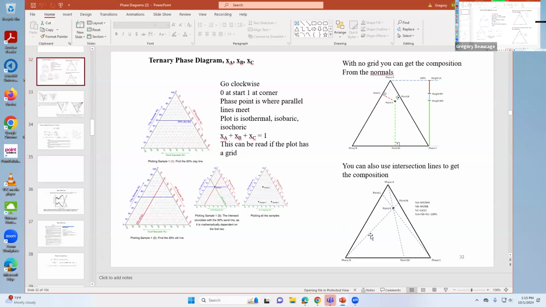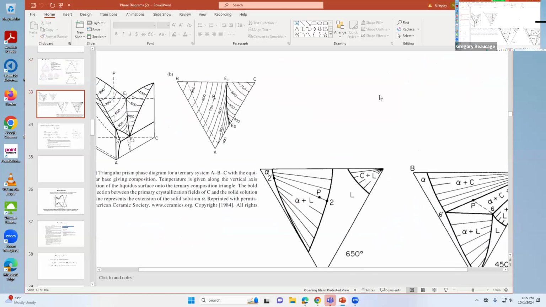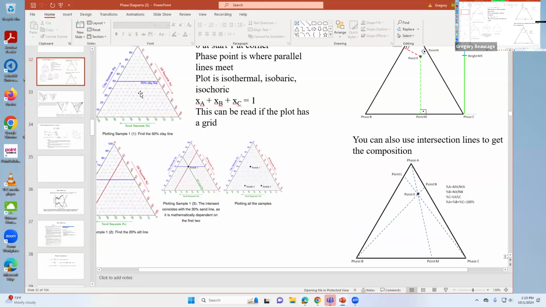Yeah. So if you have your point and you have the corners, you can go from the corner to the point. See, this is too small to see though. So this is like a third way to get it. One way is the normals, one way is read the grid, and the third way is take the corners. You're going to have to know these to figure out what's coming out, because a lot of times you just get a ternary diagram like that, and it doesn't say anything about it.